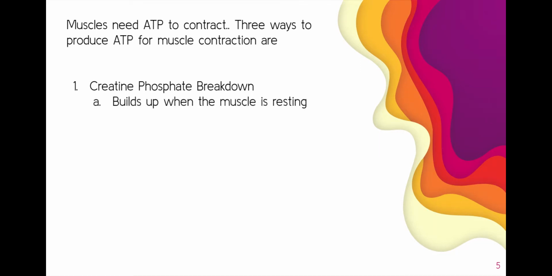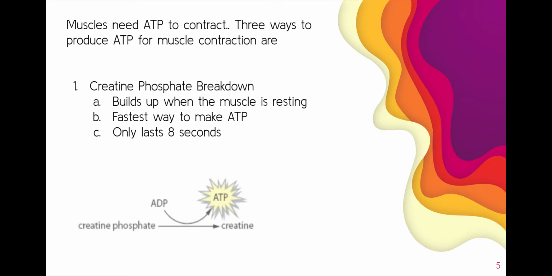This is a buildup of the creatine phosphate when the muscle is sitting at rest. So when you're not using your muscle, you build up this phosphate. It's actually the fastest way to make ATP, but it only lasts about 8 seconds before it's depleted. So it looks a little something like this.